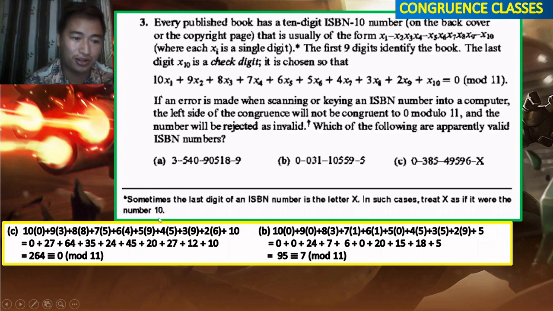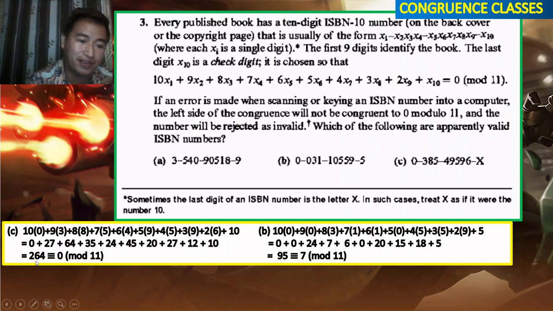So, 0, then 3, then 8, placed in the parentheses you created. Next we solve: 10 times 0 is 0, then 27, 64, 35, and so on. Solving all of it, the answer is 264. And 264 is divisible by 11.